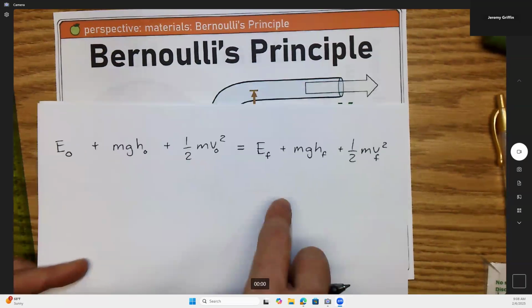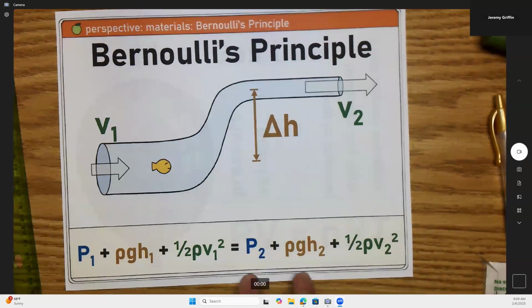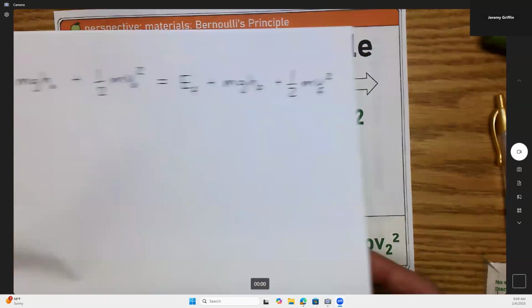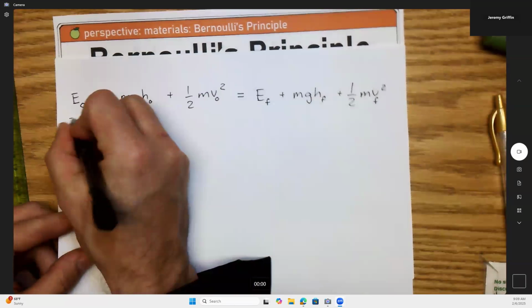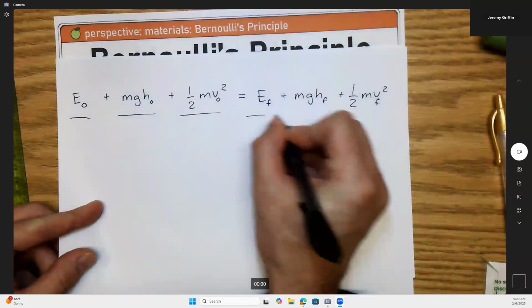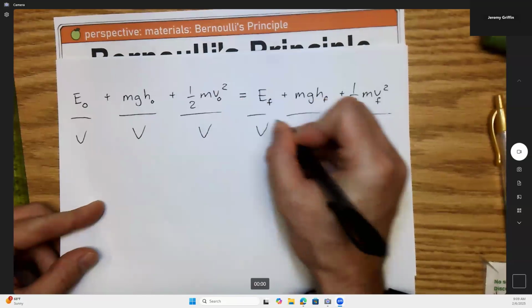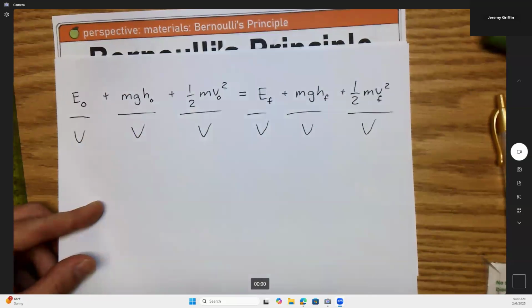How can I make this start to look more like this? Maybe I'll work towards the end result. All right, I got all my terms sort of in place. Let's look at how mgh turns into rho gh. How do you go from mass to density? You have to divide by what? Volume. Can I take every one of these 6 terms and divide by volume? Yes, as long as I do that to all 6 terms, it's algebraically consistent.